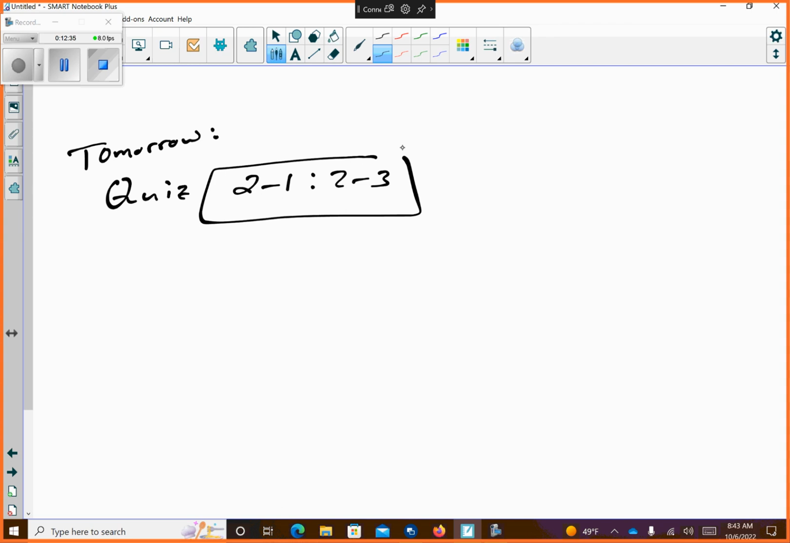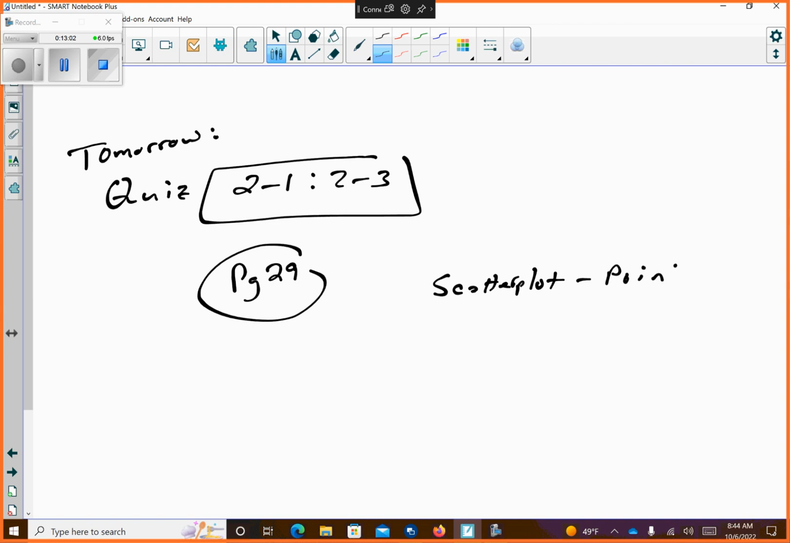So page 29 is the first page I'm on. So it talks about scatter plots. And then scatter plots use bivariate data. I can't even say that. So I wouldn't worry. I would just know what a scatter plot is. Know that a scatter plot is points. So you have an X and a Y value for the most part. Okay.